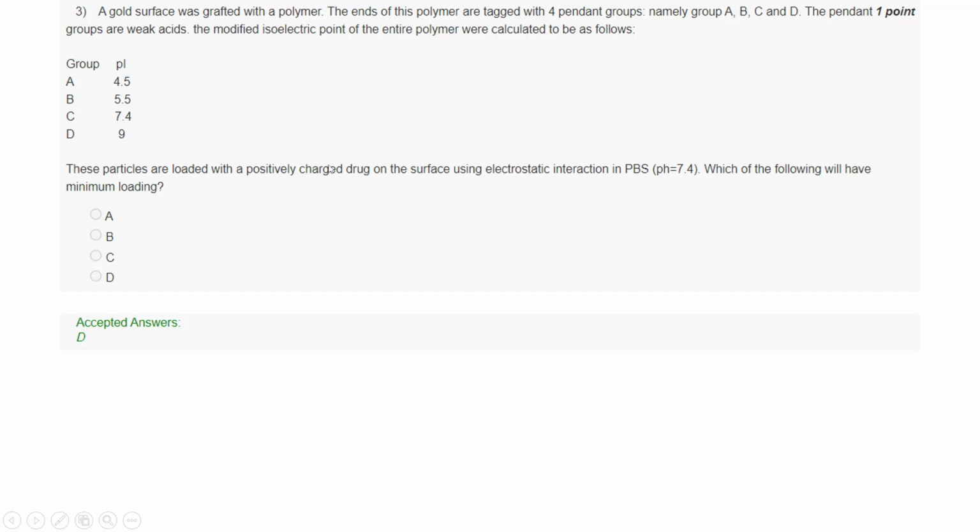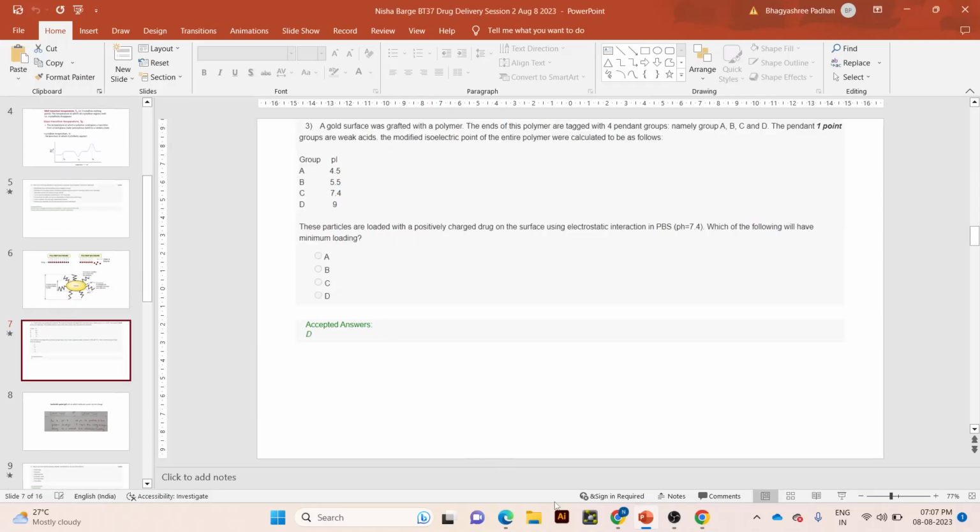As a result of which, the positively charged drug will have a repulsion for this pendant group, and that's why it will have the minimum possible loading. Everybody else will have more loading compared to polymer D. I hope this question was clear.